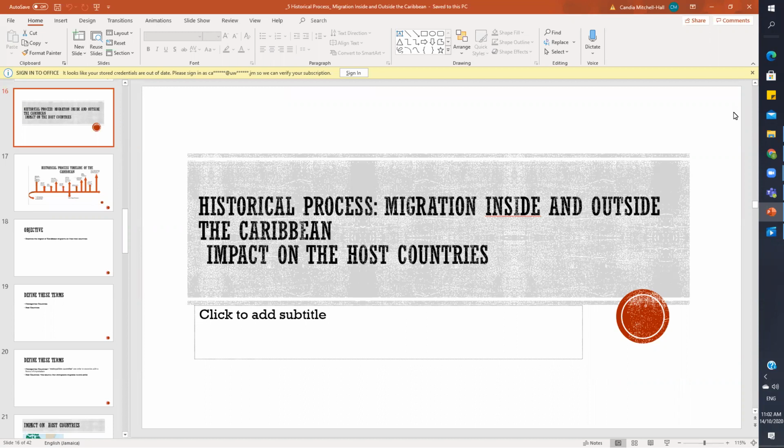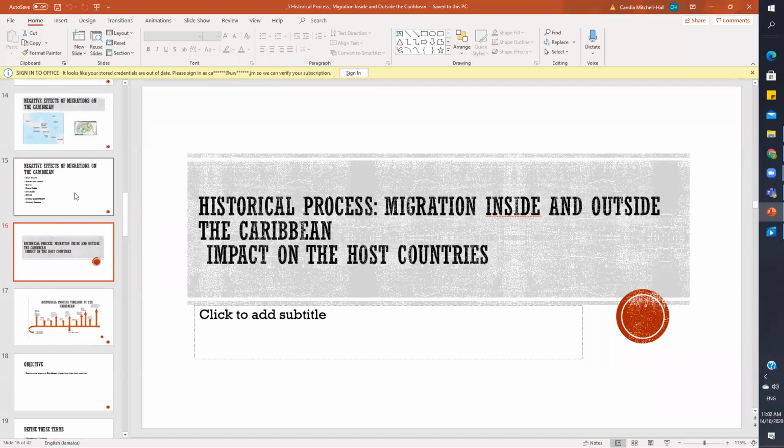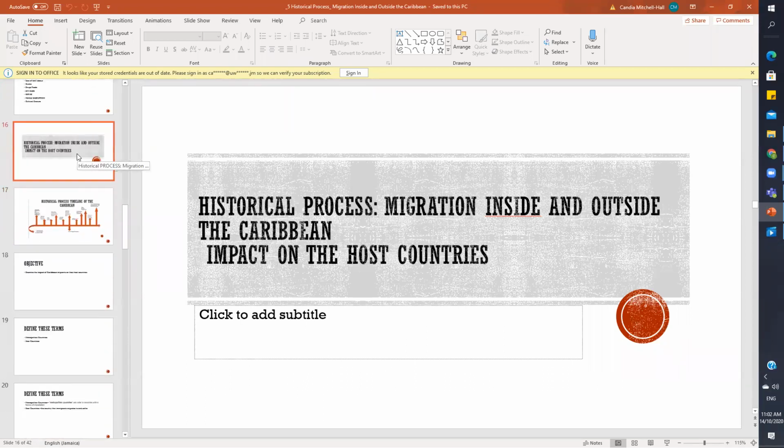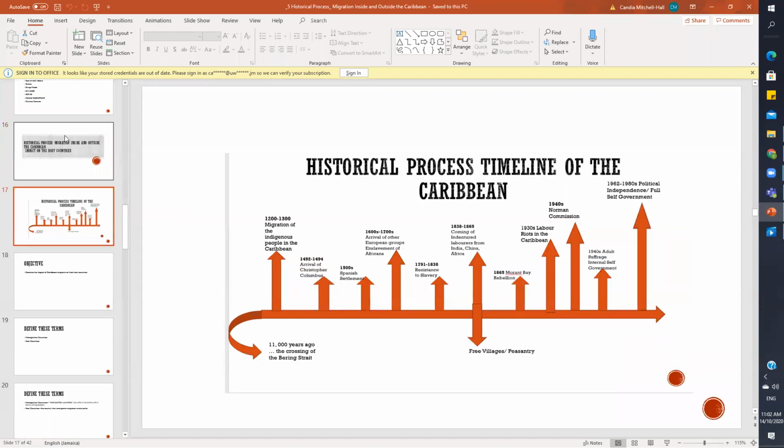What we're going to do for today is finish, well, not finish the historical process, but look at migration inside and outside of the Caribbean. We have at least 3 more topics to finish the historical process. It's a very long topic, and by now everybody should be tired of it. However, on our timeline, we are at this point.